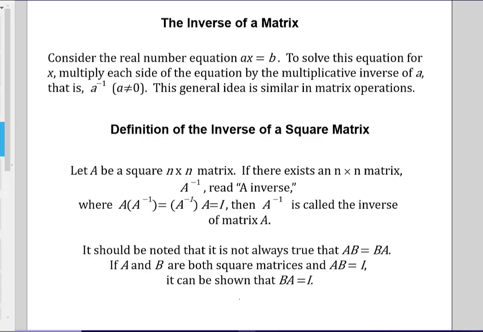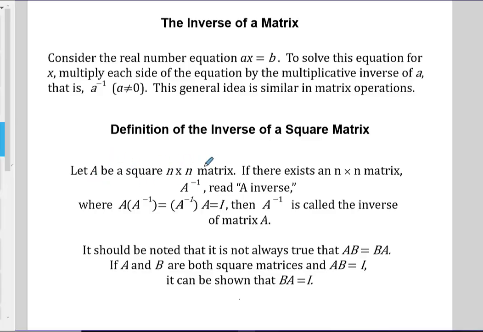Consider that we have an equation like ax = b. In order to solve that equation for x, we would multiply both sides of the equation by the multiplicative inverse of a, that is a inverse, as long as a is not zero. It's this general idea that's similar to matrix equations, only instead of lowercase letters, we call our matrices with capital letters, as we've seen in the past.